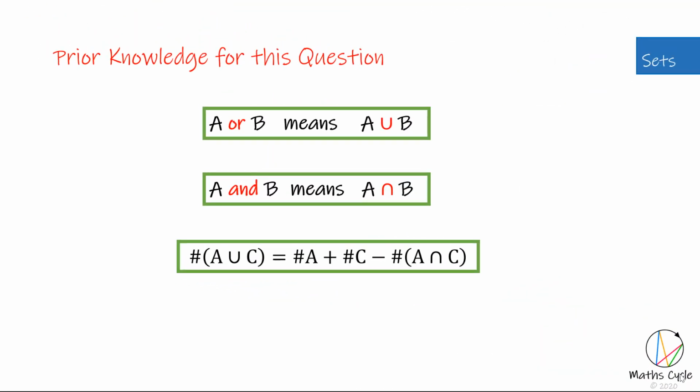Okay, so prior knowledge for this question is that A or B means A union B, A and B means A intersection B, and the cardinal number of A union C equals the cardinal number of A plus the cardinal number of C minus the cardinal number of A intersection C.